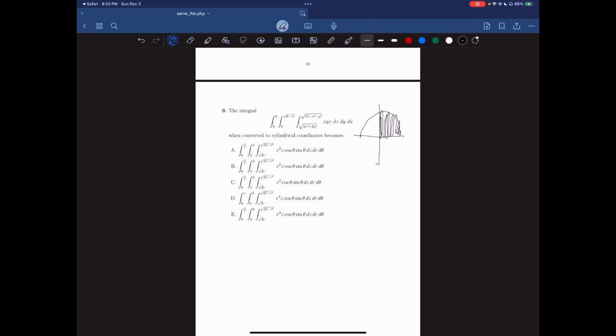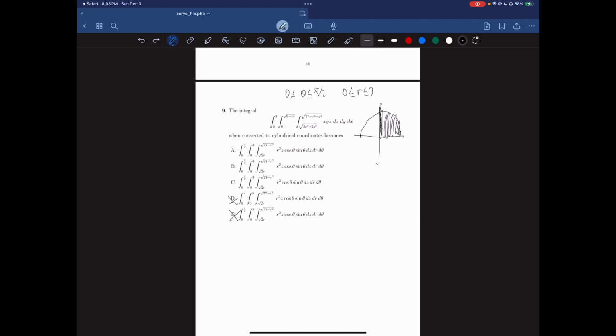So our theta is going to go from 0 to here, which is pi over 2, so 0 is less than or equal to theta is less than or equal to pi over 2, and our r is going to be, since it's 9 minus x squared, 0 is less than or equal to r is less than or equal to 3. Just looking at this, E is wrong here, so is D, just because this is 0 to pi, and this is 0 to 9.